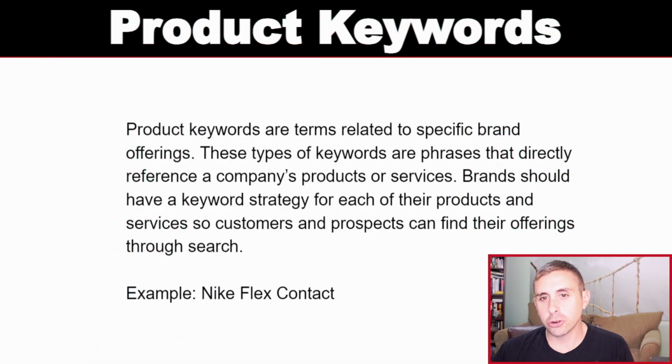All right, so next we have product keywords. Product keywords are terms related to specific brand offerings. These types of keywords are phrases that directly reference a company's products or services. Brands should have a keyword strategy for each of their products and services so customers and prospects can find their offerings through search. So you know that if they are searching for your product specifically, you want to make sure that you show up at the very top. Maybe they've done their information search elsewhere. Maybe they've searched through the competition, now they're coming back and they're looking specifically for your product. Make sure that you show up at the very top. This is more the decision phase. It could also be the post-purchase phase, which we are going to talk about right now.